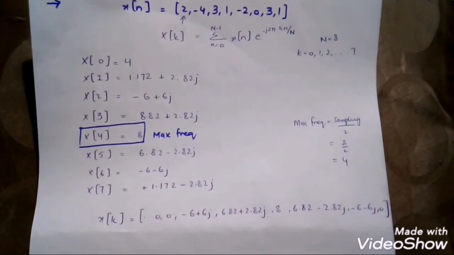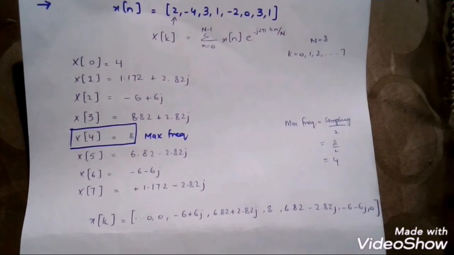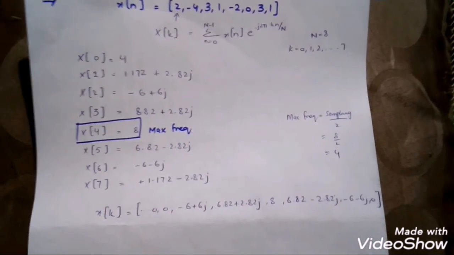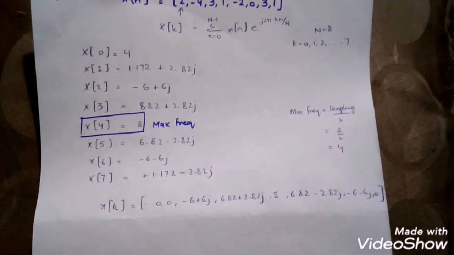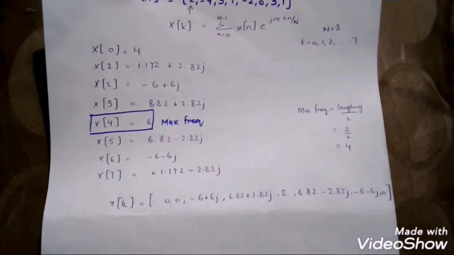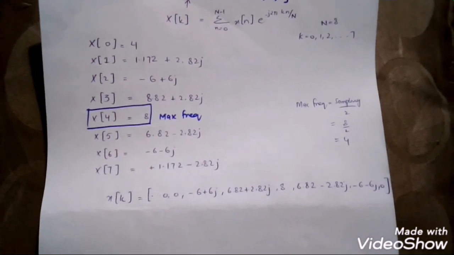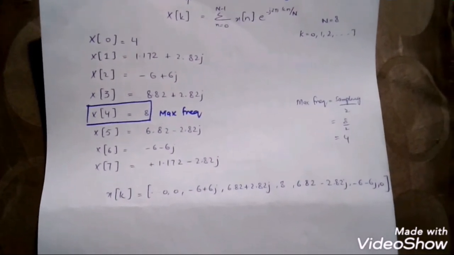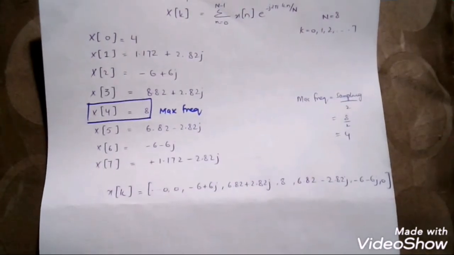So X of 0 is equal to 4, X of 1 is equal to 1.172 plus 2.82j, X of 2 is equal to minus 6 plus 6j, X of 3 is equal to 8.82 plus 2.82j. As we know, the maximum frequency is half of the samples. So here samples are 8. So 8 divided by 2 is equal to 4. It means that the maximum frequency lies at X of 4. So X of 4 is equal to 8. This is the maximum frequency.